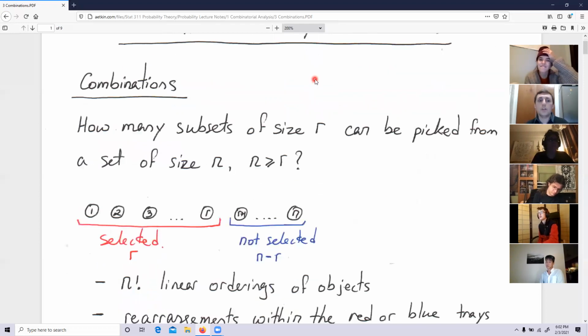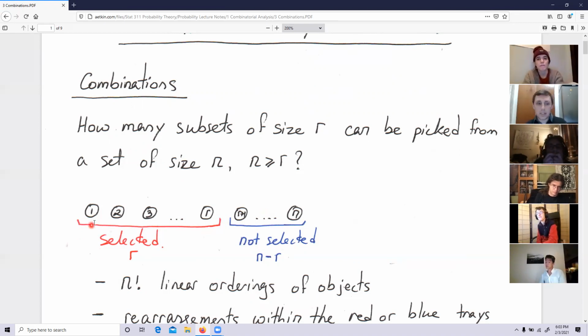Okay, so here is how I will carry out selection of R individuals. I will first assign numbers 1 through n to each individual. Imagine each individual, the students let's say, is holding a number 1, 2, 3, 4, 5. Then I place those students against the wall, and they are each standing on either the red tray or the blue tray. That's the selection and non-selection tray.